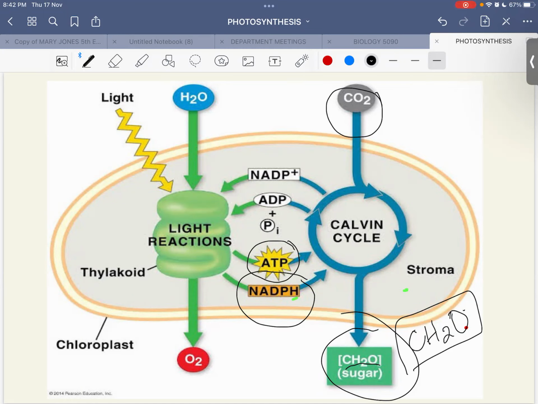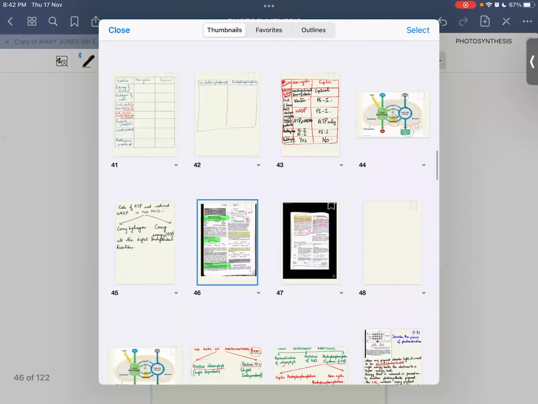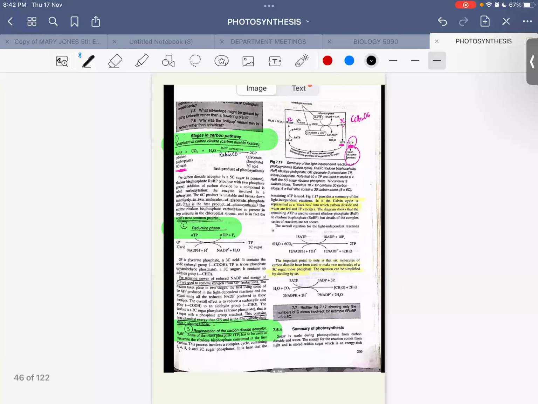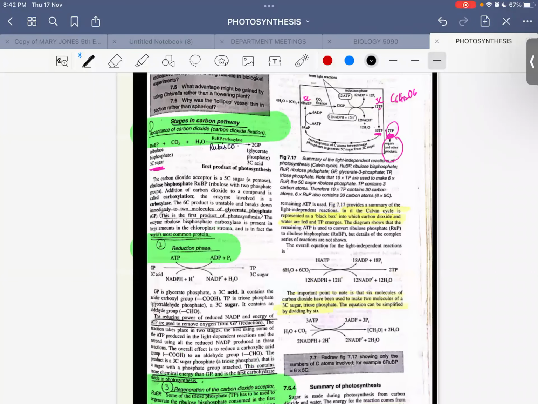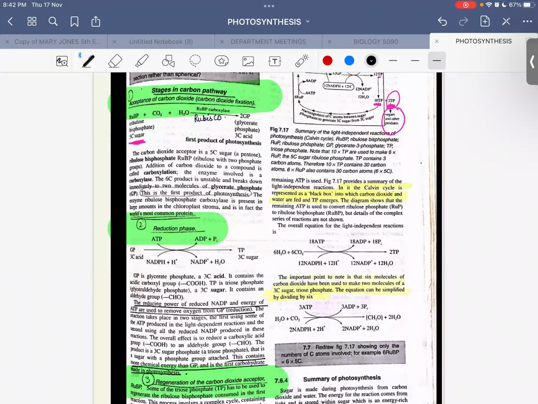Another similarity of this cycle with the Krebs cycle is that the Krebs cycle was also dependent on a large number of enzymes which were already found in the matrix. Similarly, we have lots of enzymes in the stroma which will be catalyzing reactions that take place in the Calvin cycle, right? So basically, we can divide the Calvin cycle into three phases or three stages, you might say.